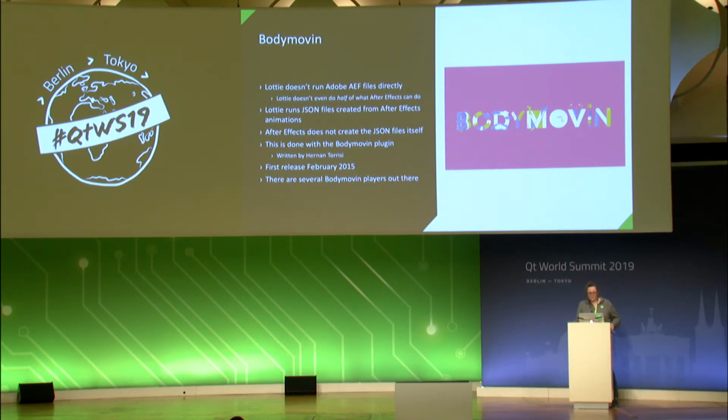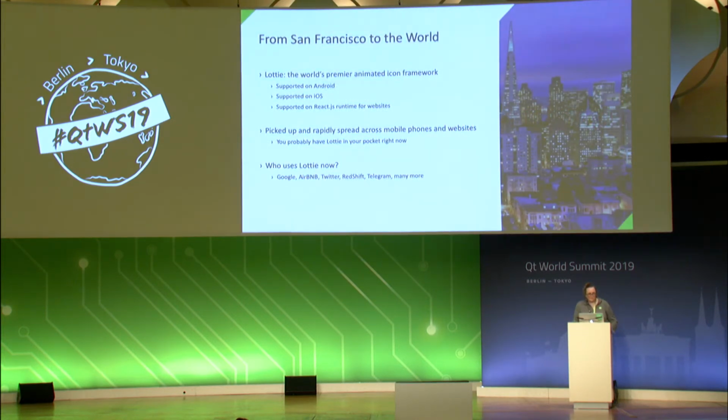Lottie, however, is significant amongst the Bodymovin JSON players. It's actually the biggest one. It's everywhere by now. It runs on Android, it runs on iOS, and it runs with a React.js runtime for websites. If you have a mobile phone, you probably have a Lottie animation somewhere on there, most likely. It's on Twitter, and of course Airbnb use it themselves. If you're familiar with Telegram or Redshift, it's actually difficult to say exactly where it runs because it's available as an open source project, and keeping numbers is kind of difficult. And it's very good. It does what it needs to do very, very well.